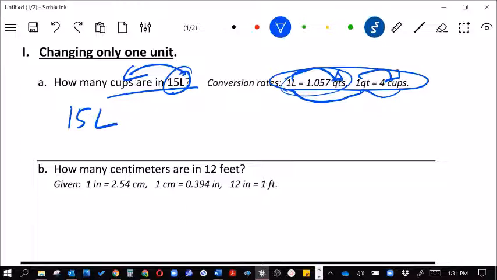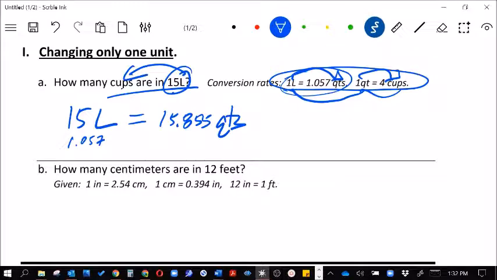So one of these liters would be 1.057 quarts. In order to get to quarts, all we have to do is multiply by 1.057. I'll use my calculator with it. Oh, no, I do have it written here for this one. Okay, so if I multiply by 1.057, I get 15.855 quarts.